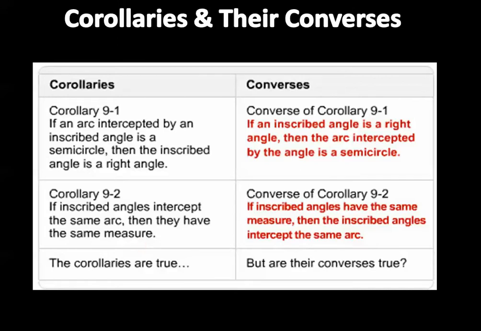Now, the converse says if inscribed angles have the same measure, then the inscribed angles intercept the same arc. So the question here is, is that one true? Because you think about it. Can we have two separate inscribed angles with the same measure that intercept different arcs? Well, thankfully, I came up with a counterexample.